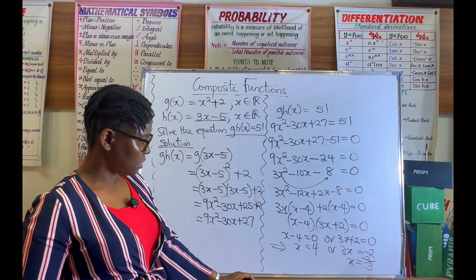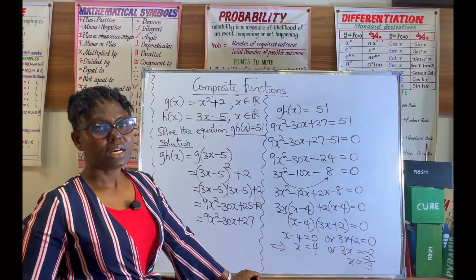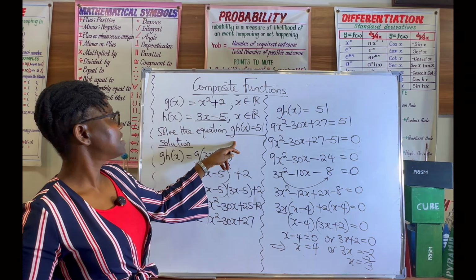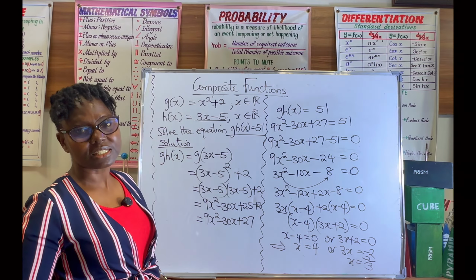So x is 4, or x is minus 2 over 3. That satisfies this equation, g of h of x is equal to 51.